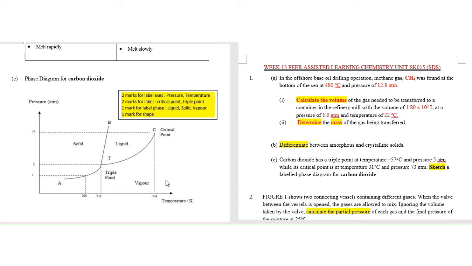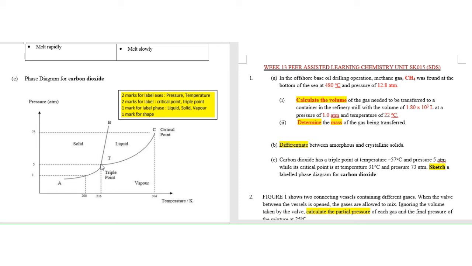Next you have to check for the triple point at 5 atm, negative 57 degrees Celsius or 216 Kelvin. And then 73 atm is the critical point, the temperature is 31 degrees Celsius or 304 Kelvin. You must label T and mention triple point, because T is nothing, just an alphabet. So we write T triple point. Same for here, C critical point.